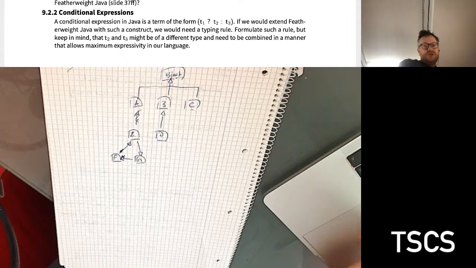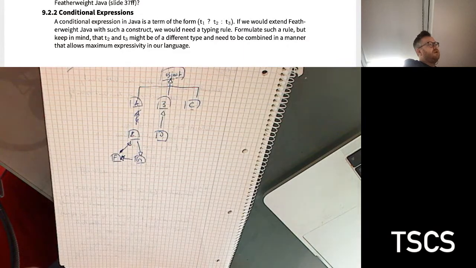So conditional expressions. A conditional expression in Java is a term of the form T1 question mark T2 colon T3. The things that you can do in C, you can also do these, these shorthand things for an if. If we would extend Featherweight Java with the construct, we would need a typing rule. The idea is that T2 and T3 still might be of different types and need to be combined in a manner that allows maximum expressivity in your language.